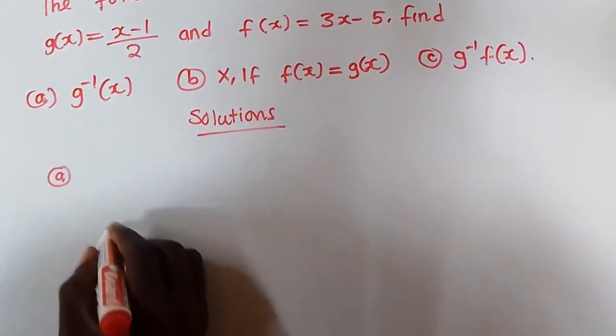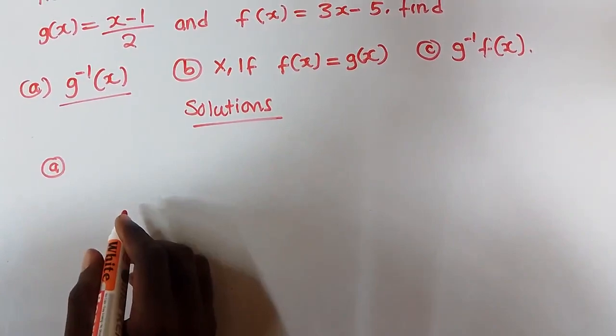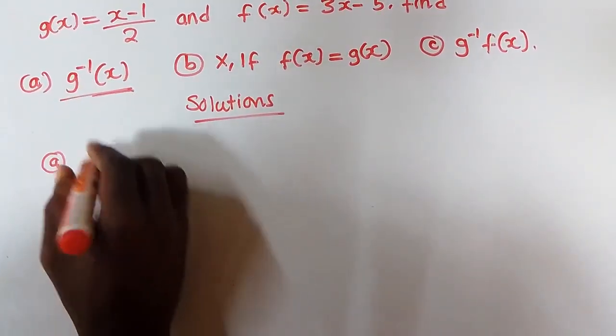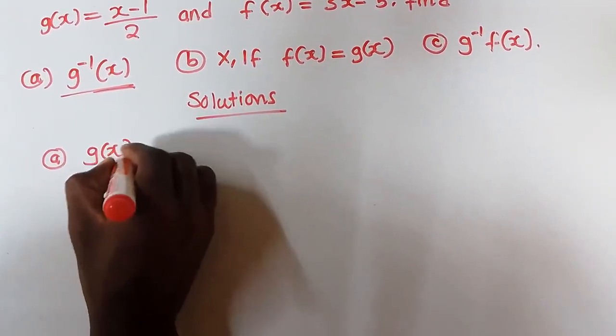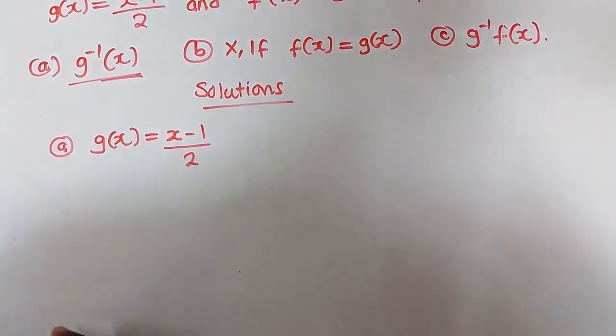I'll start with this one. In this first question, we are told to find the inverse function. The inverse function of what? Of g. What is your g? G of x is equal to x minus 1 over 2, like this.